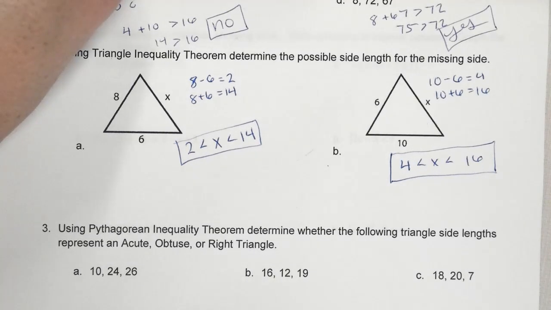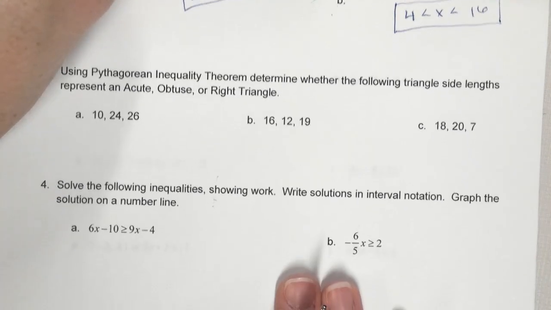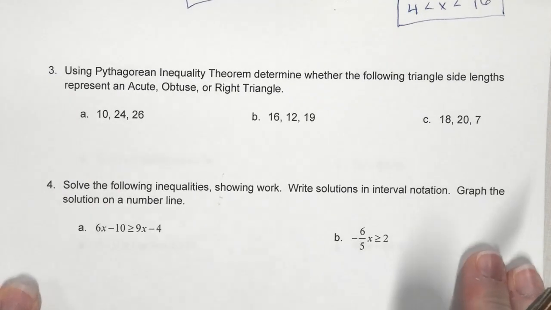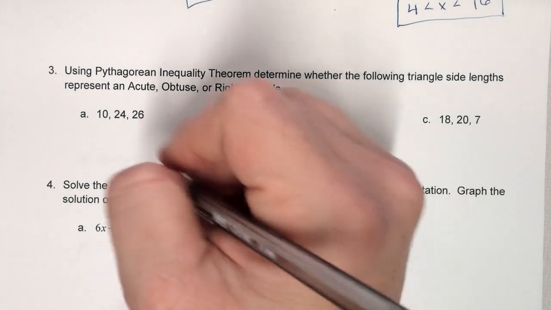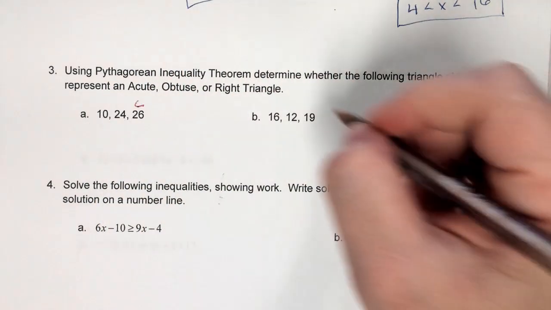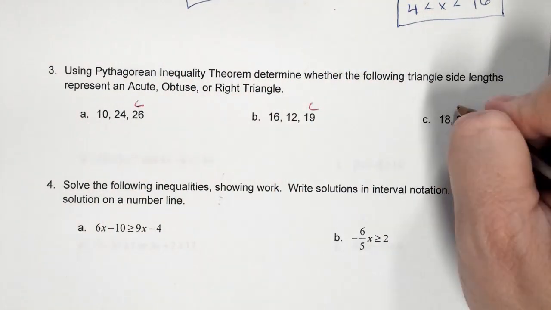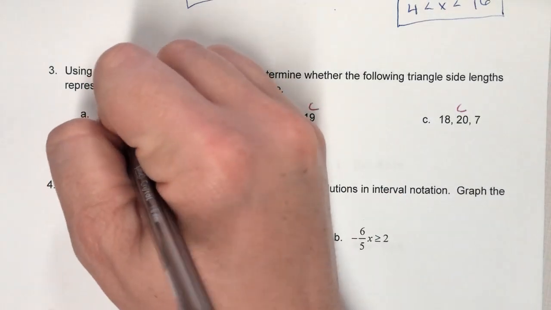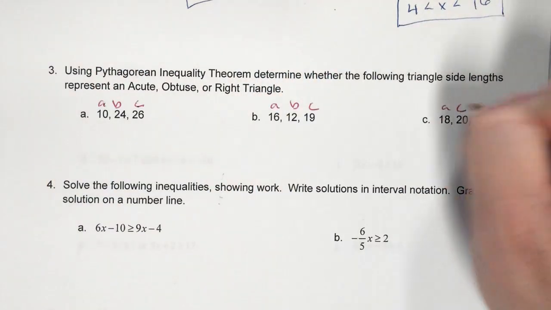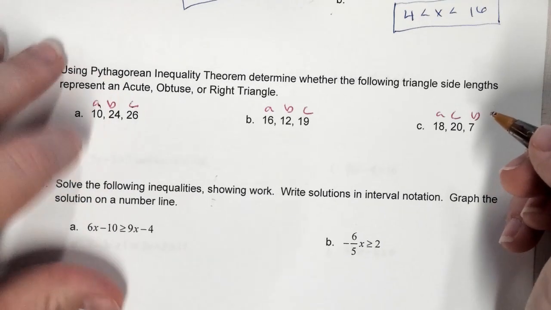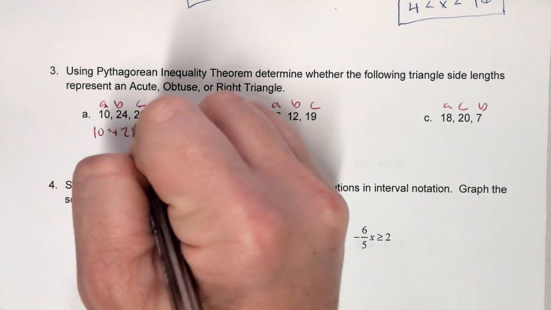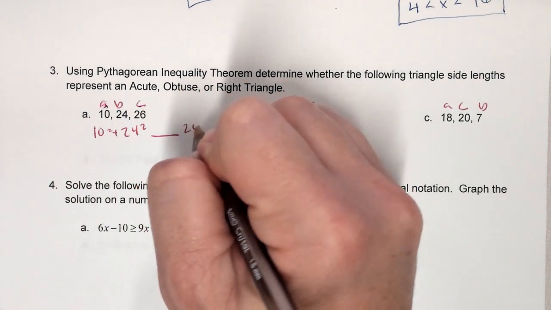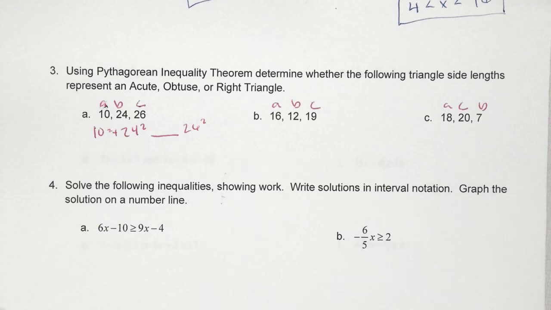Okay, number 3 says use Pythagorean inequality theorem to determine whether the following triangle side lengths are an acute, obtuse, or right triangle. So this is where, again, C is your biggest side length. So this is C, and this is C. And A and B don't matter. So we have 10 squared plus 24 squared and something 26 squared. We have to figure out which symbol goes there.